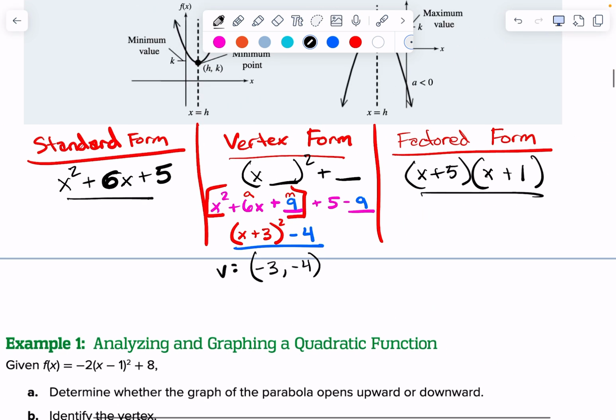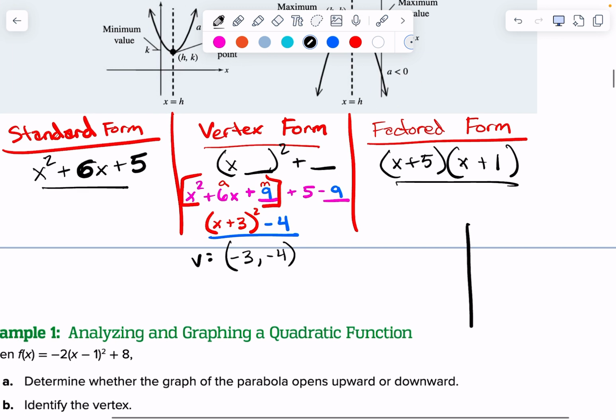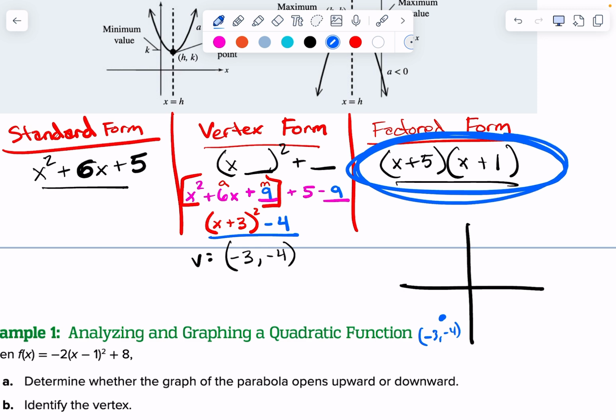So I can easily tell some things, right? Okay, so here's what I can tell. Standard form, vertex form, factored form. Ready? I can graph this thing, and I know the vertex is at -3, -4, which is here, right? That's where the vertex is. Where is he going to touch the x-axis? -5 and -1, right? Because factored form is really nice to find that, right? So -1, -5, and it looks like that.